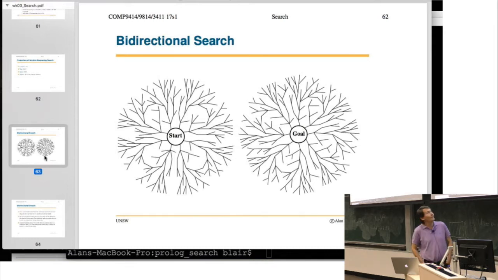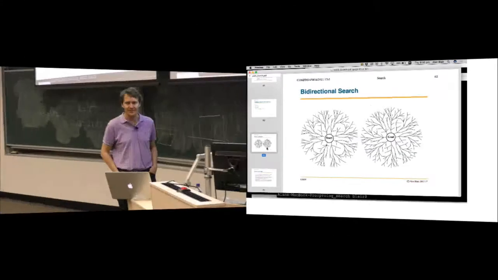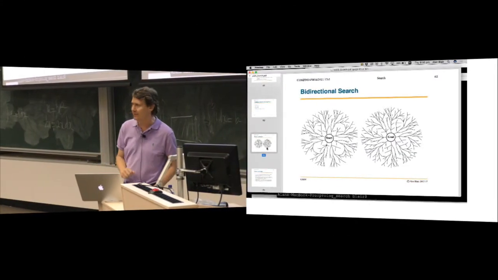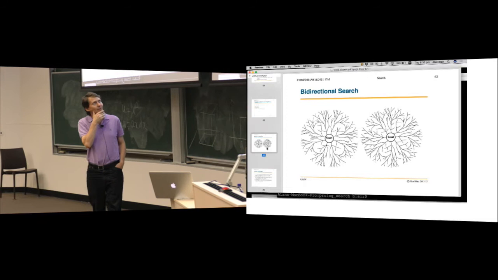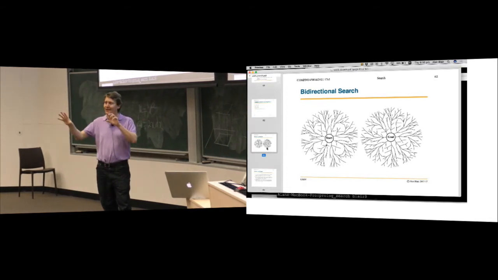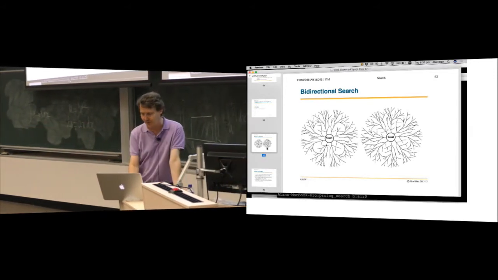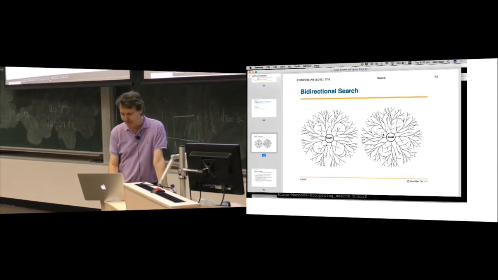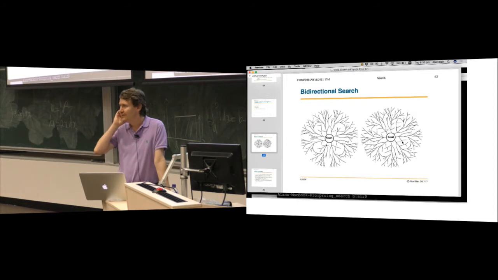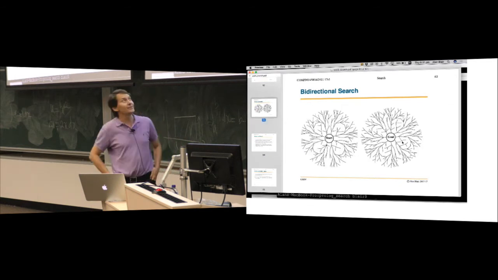Okay, so bidirectional search is an alternative method. All the methods we looked at so far just expand out from the start node. But if you happen to know where the goal node is, then you can expand from the start node and at the same time expand from the goal node and have two trees that you build up in parallel. And when they meet up, then you found a path. This is called bidirectional search. And in the right situation, this can actually be faster than the other searches.